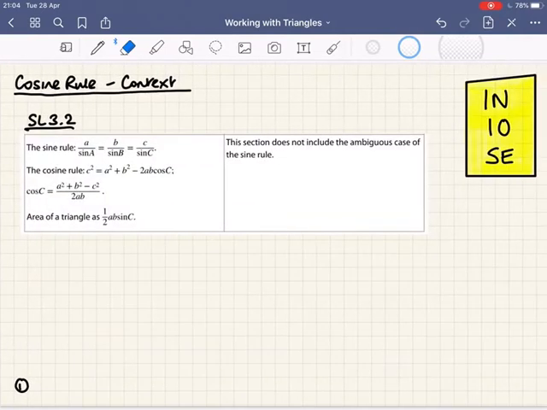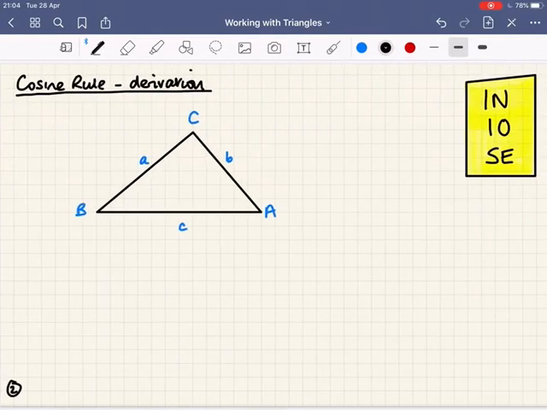There's the syllabus content, and you can see there the cosine rule is given to us in a number of forms, and we're expected to be able to know and apply how that works. So let's have a quick bit of investigation to see what the cosine rule is and how that works. And we'll start by looking at a derivation.